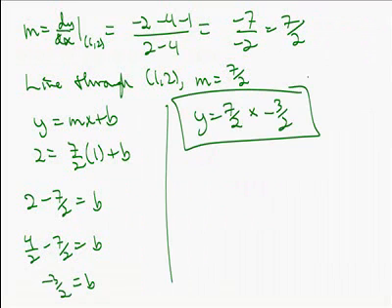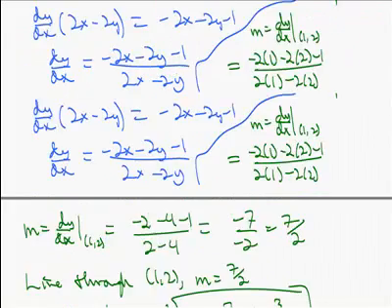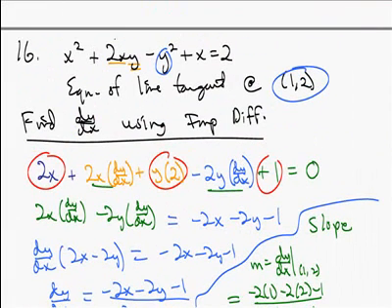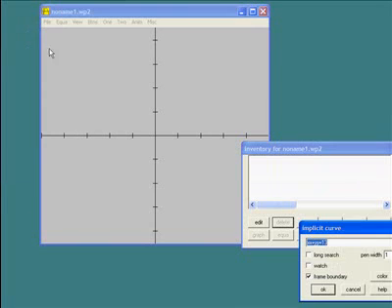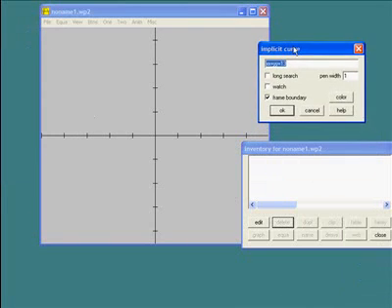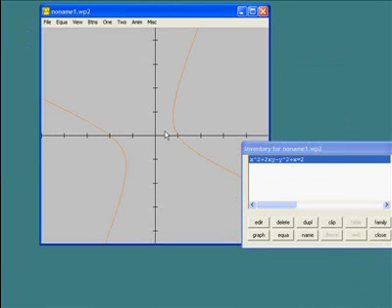Let's go ahead and see if we can put this in. So we're going to first graph the implicit equation of x squared plus 2xy minus y squared plus x equals 2. Let's do that. So we'll go to implicit here, and let's see if we can remember what that was. It was x squared plus 2xy minus y squared plus x equals 2. Alright, so there it is, and you can see it does go through the point (1, 2). That's this point right here.